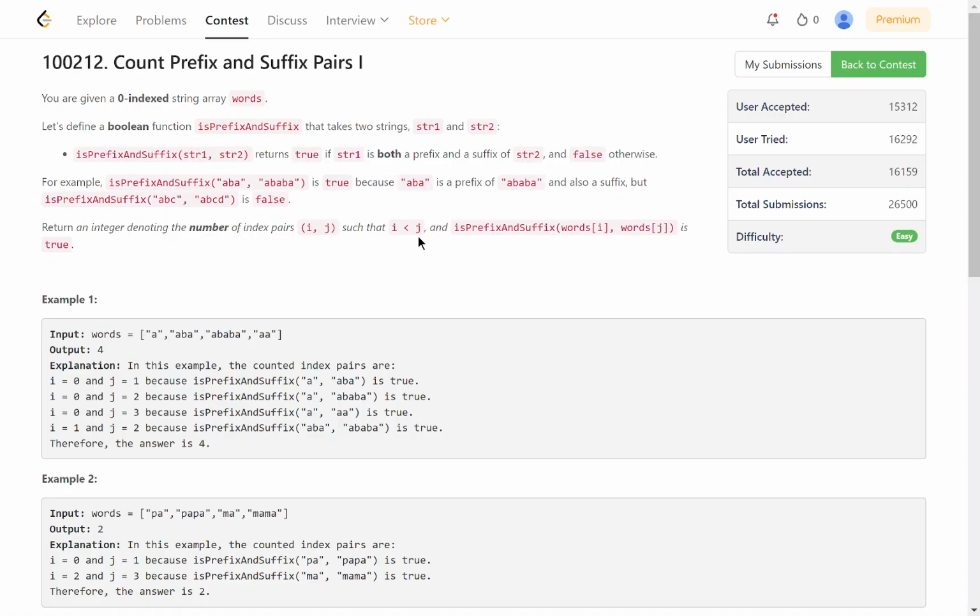So hey everyone, I'm Raghav and in this video we will talk about LeetCode Contest 385. So this is the first problem of the contest: Count Prefix and Suffix Pairs 1.